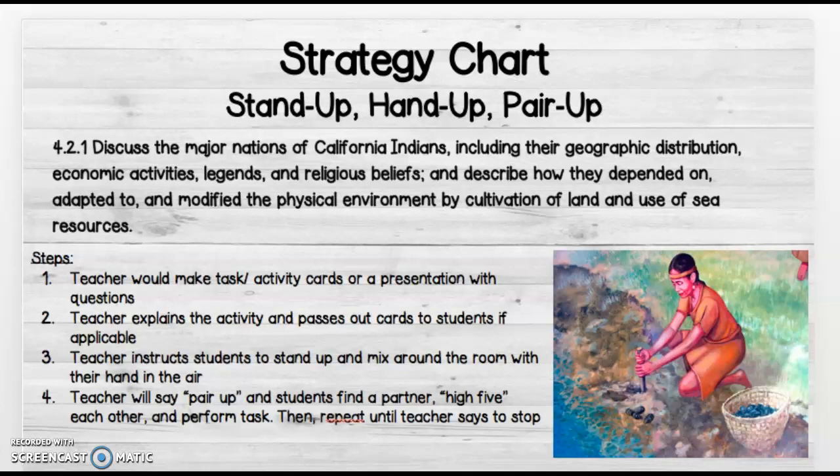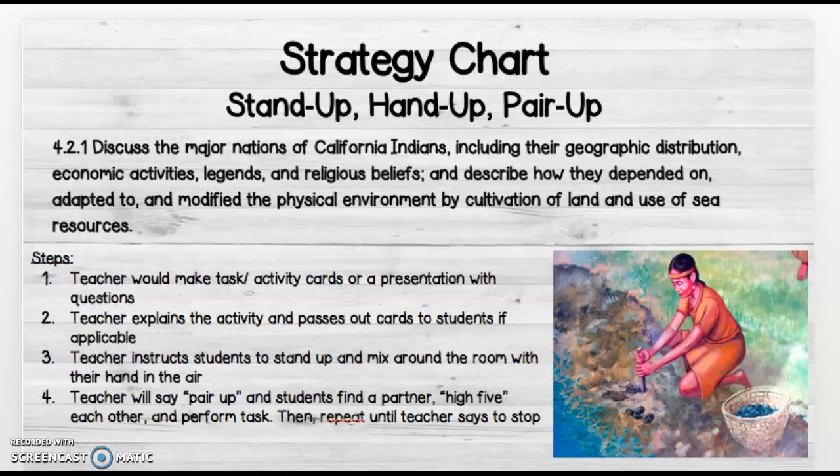So now going back to our strategy. So let's think about the steps. What would we write down? Well, first, the teacher would make a task or activity card or a presentation with questions. We used an activity card because we thought it might be easier if they're mixing around the room. And then the next thing is that the teacher would explain the activity and pass out cards to students if applicable. If you have a presentation, then you wouldn't really need to pass anything out.